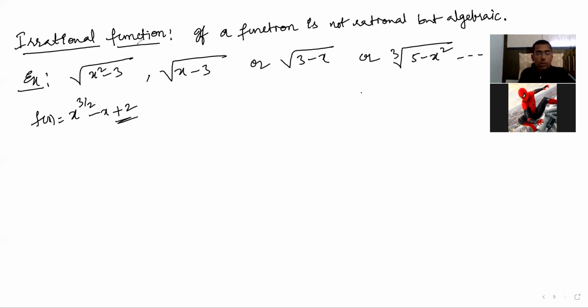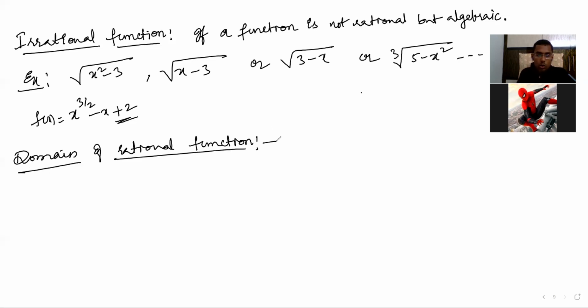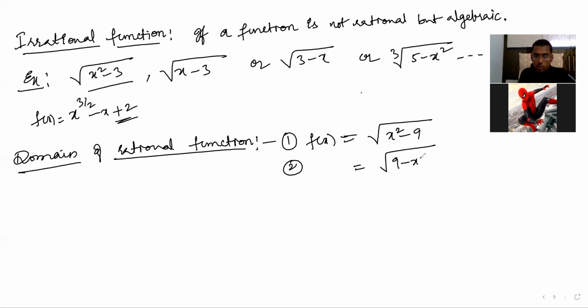Now irrational functions. For irrational functions, what you should know is how to find the domain and range. First, we will find the domain. The domain of a rational function, you already know. How do you find it? Example: f of x equal to square root of x square minus 9. Second example, we'll take under root of 9 minus x square.